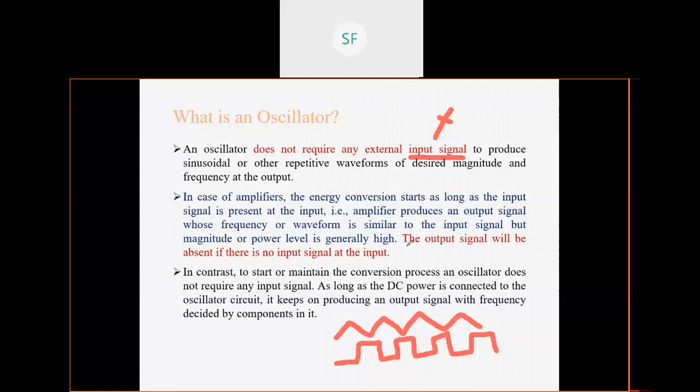And also in case of amplifiers, input signals are very important, because if you do not give any input, what will the amplifier amplify, right? So the output signal will be absent if there is no input signal, right? So this is for the amplifier.